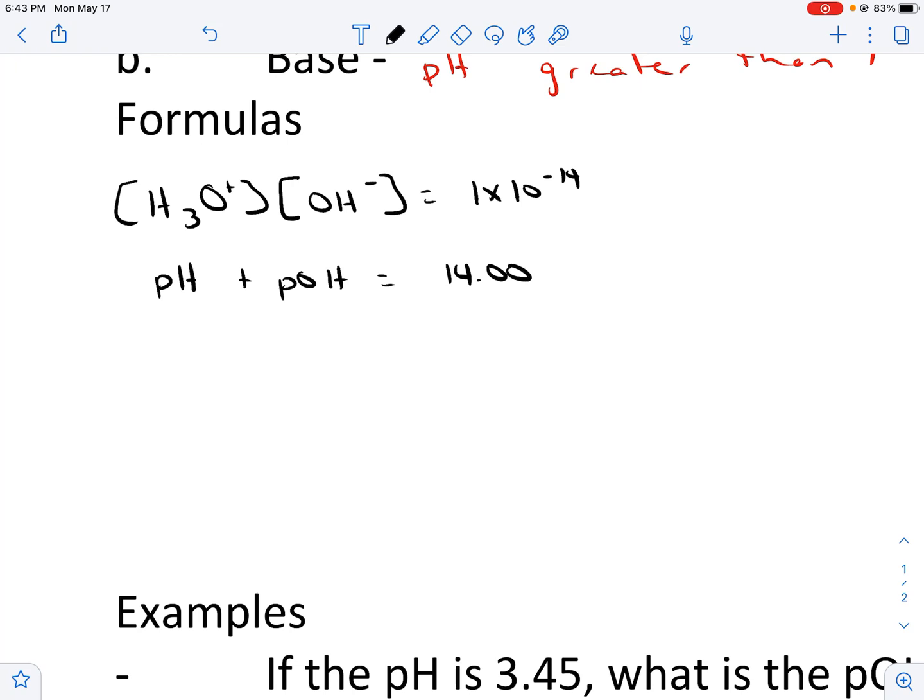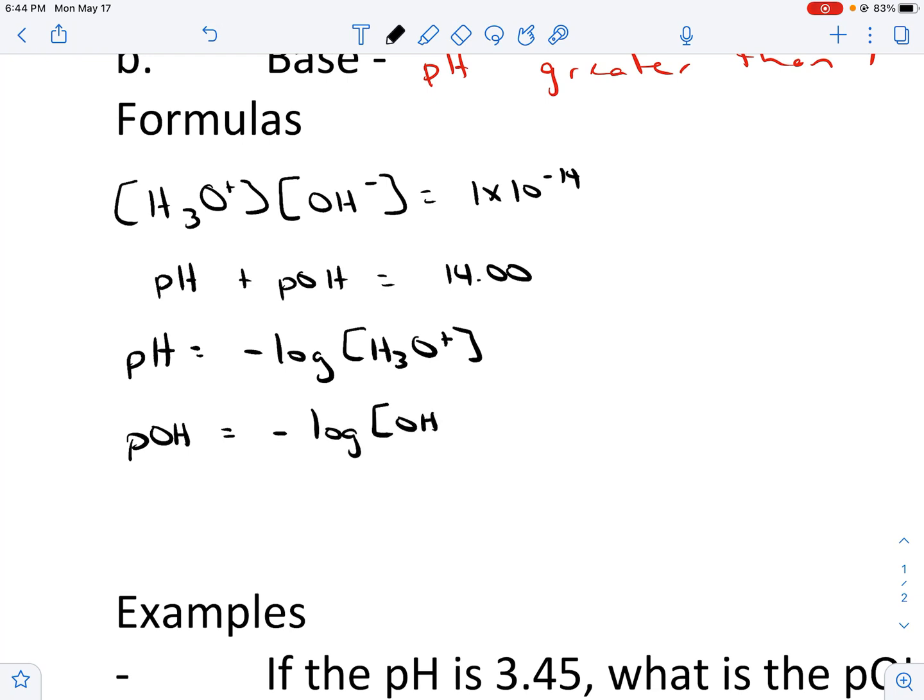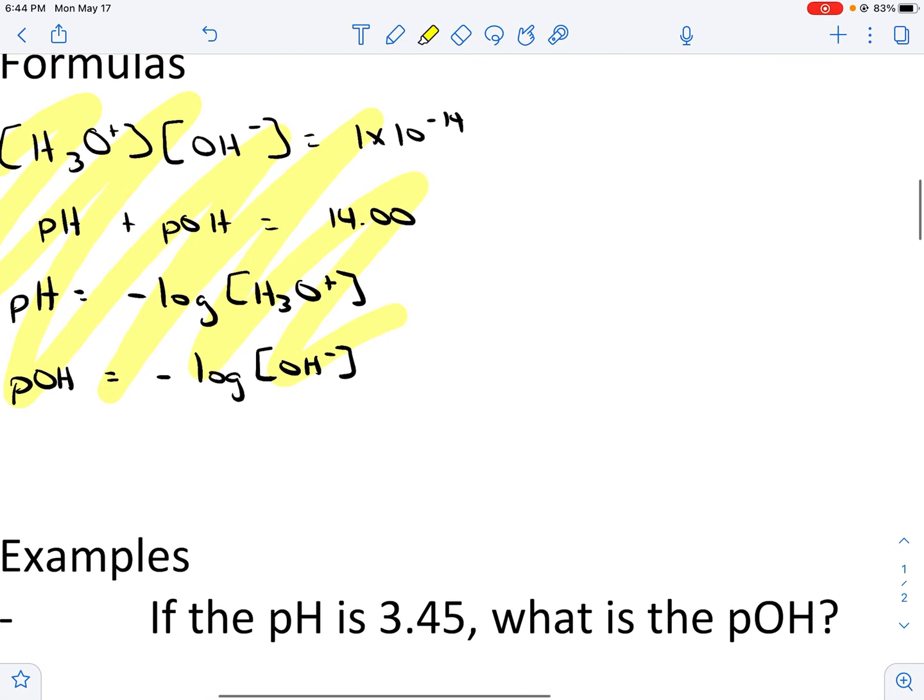Our next formula for today is pH is equal to the negative log of our hydronium ion concentration. And our final one for today is pOH is equal to the negative log of our hydroxide ion concentration. So these four formulas are very, very important. We're going to use those a lot. If you're not in class, you should get a Post-it from me so we can write these on there.